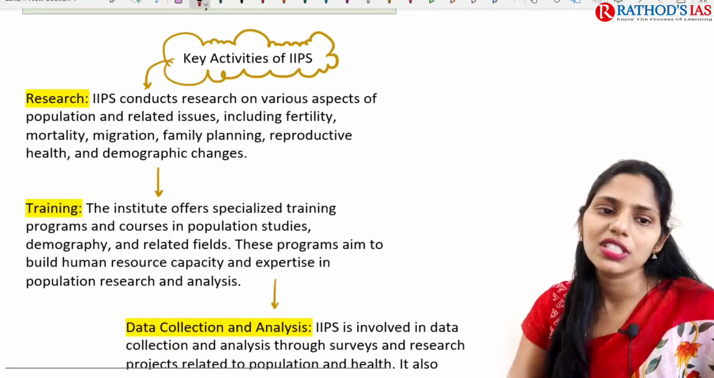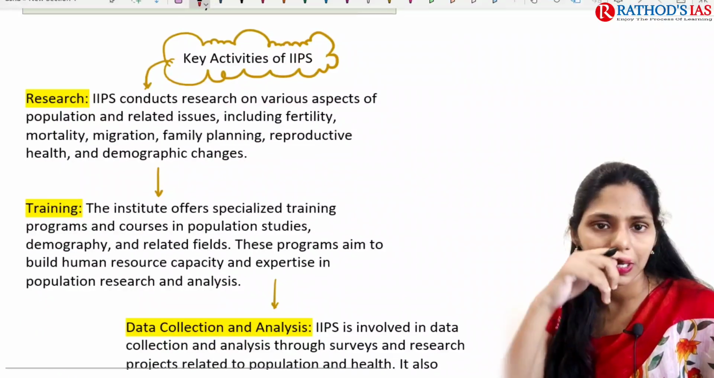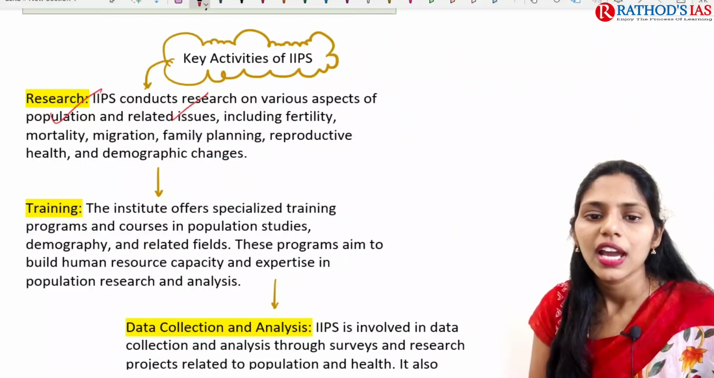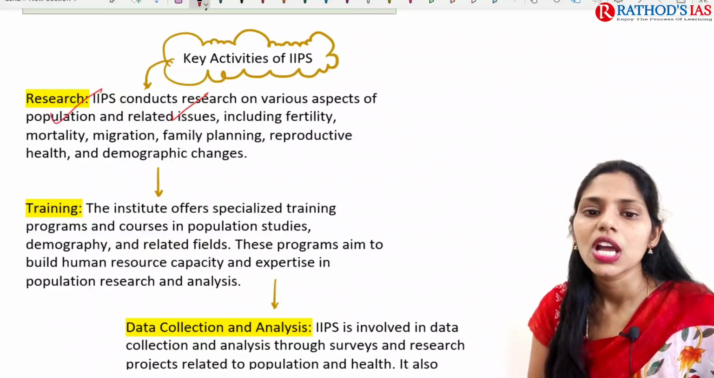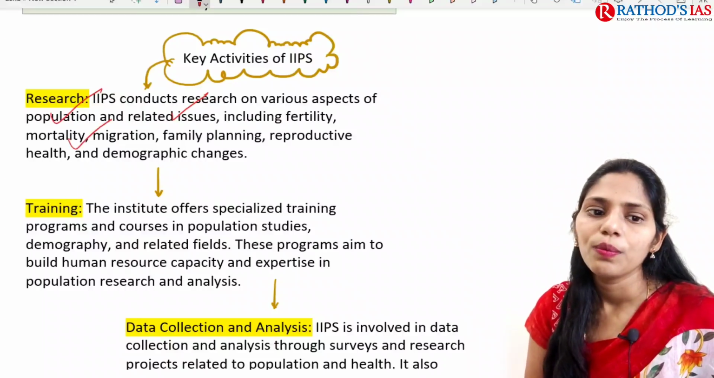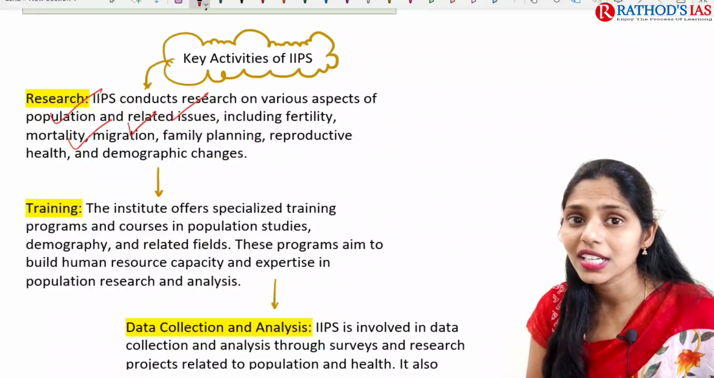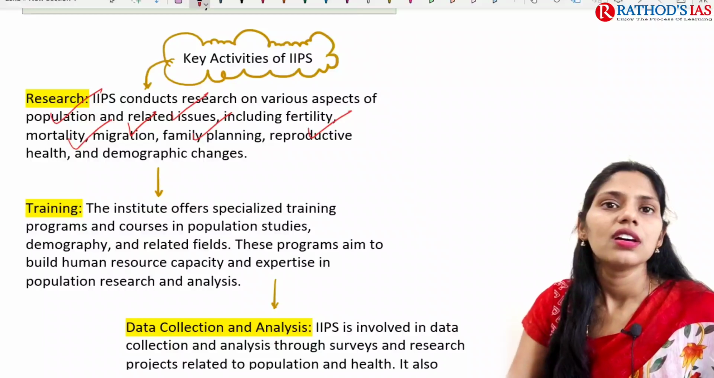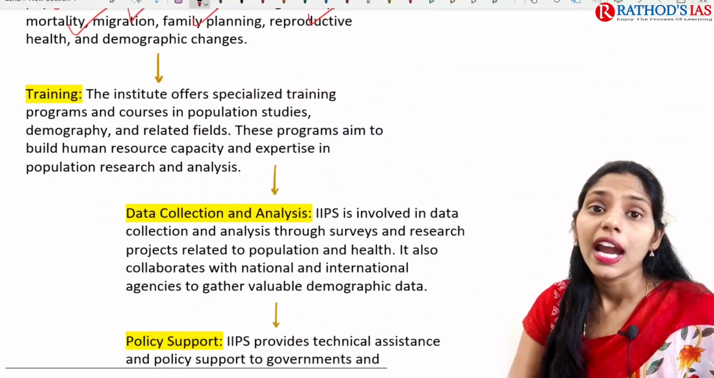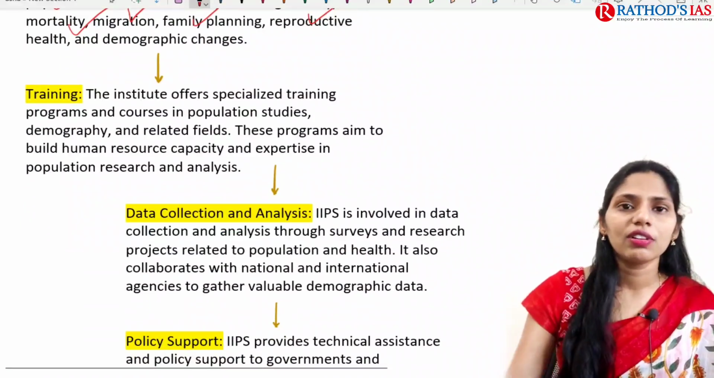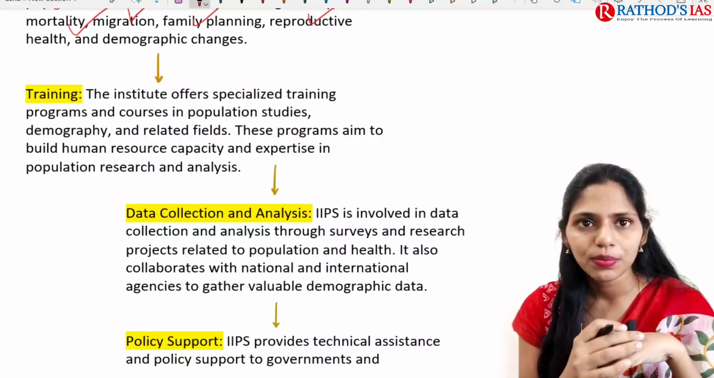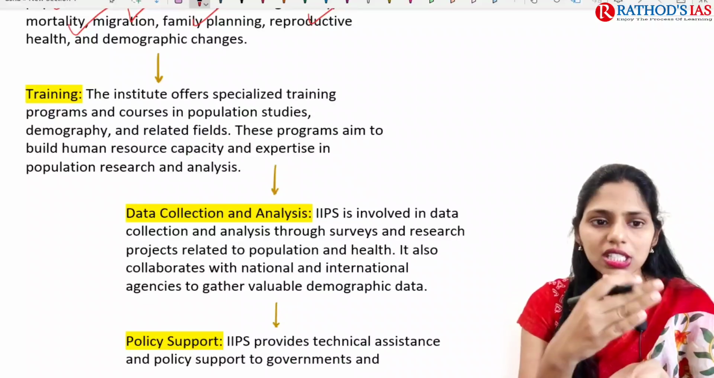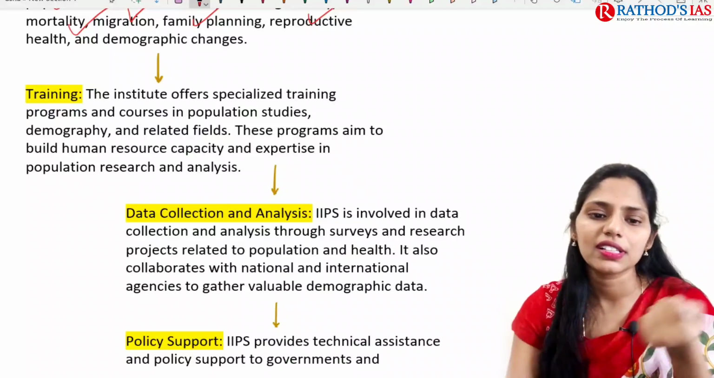So what are the key activities? The first one is research, the second one is training. So research will be done in the fields of population and population related issues, including fertility, mortality, migration related studies, family planning, reproductive health, as well as demographic changes. And the other one is training. It will also be offering training. So training programs will be done by this IIPS, especially in population studies and demography and related fields.